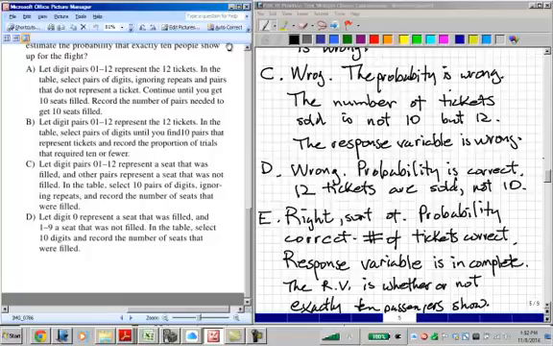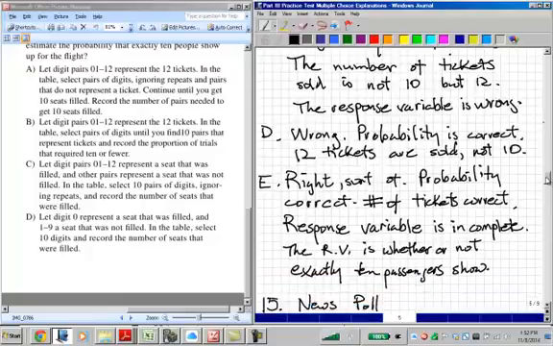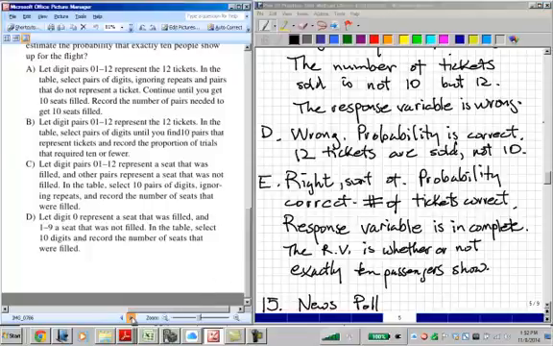Response variable is incomplete, although that's going to end up being sort of a non-issue. The response variable is whether or not exactly 10 passengers show. But, probably is correct, but 12 tickets are sold, not 10. Okay, 12 are sold, not 10. Is that the end of this page here? I think so. All right.